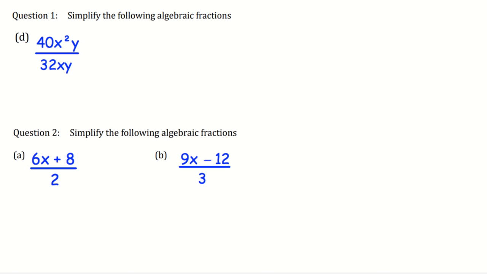Hi class, today's video will be about simplifying algebraic fractions, and the idea of simplifying algebraic fractions is to divide by common factor. So let's look at question 1D. 1D is 40 times x squared times y over 32 times x times y. We have to simplify the numbers first. What is 40 divided by 32?